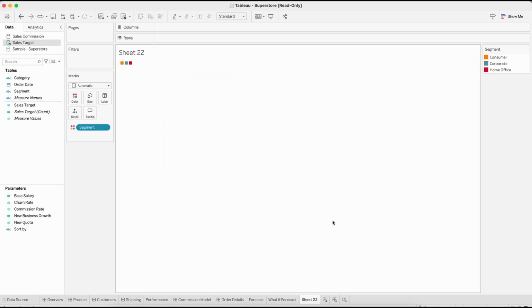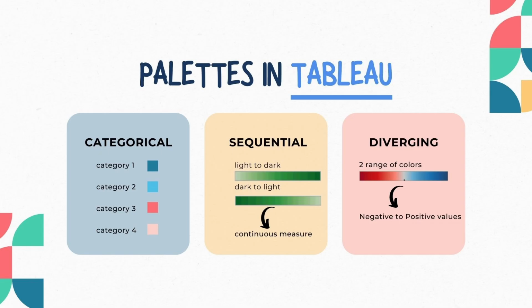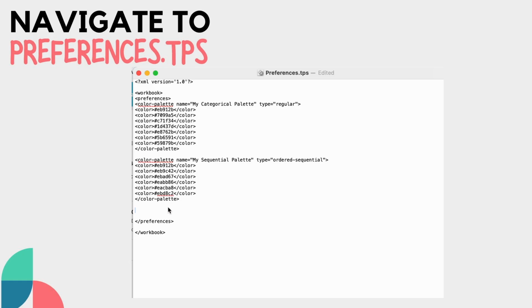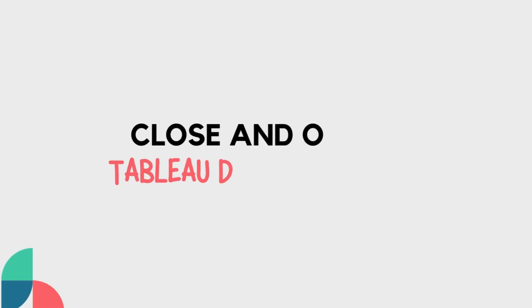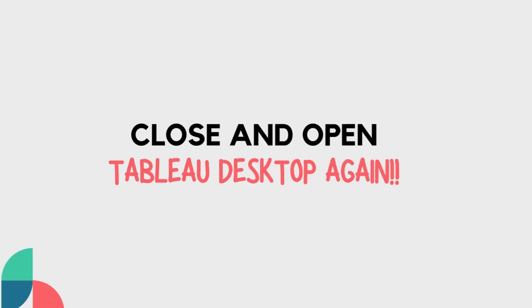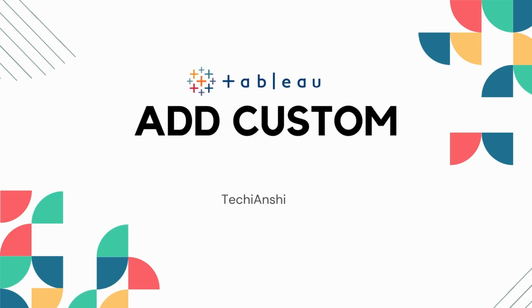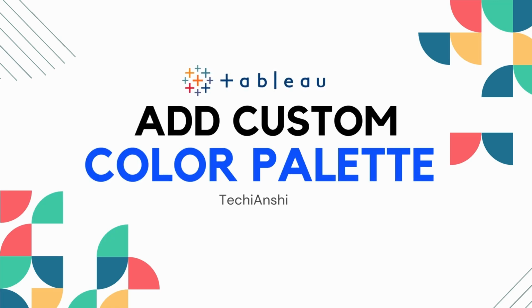This is a simple and easy process. All that you need to remember is that for different types of color palettes that you need in Tableau, you need to have a different value under the type section of the color palette. Once you're able to add it correctly, you will be able to see these colors. And as I said, always remember you have to relaunch your Tableau desktop in order to see the updated color palette on your dashboard. I hope this video was informative and easy to follow.